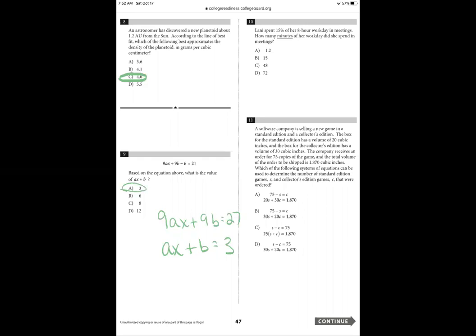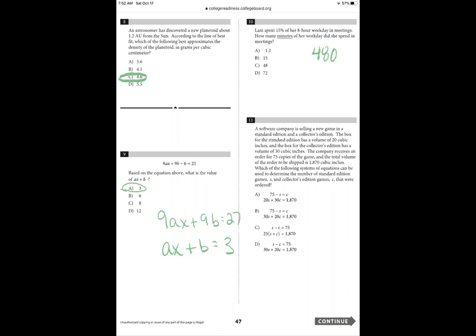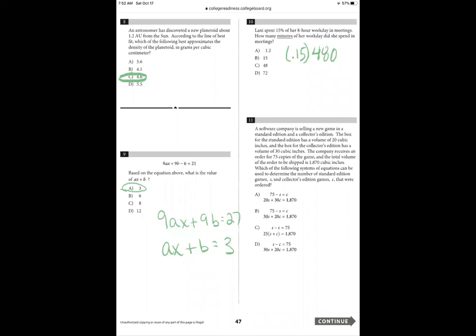For number 10, if we figure out how many minutes are in 8 hours, and they actually underline that for us, that they're asking for how many minutes. So 60 minutes per hour, 60 times 8 would be 480 minutes. And she spent 15% of that at meetings. So how many minutes would that be if we take 15%? We're going to take 0.15 times 480, and that will get us 72 minutes.